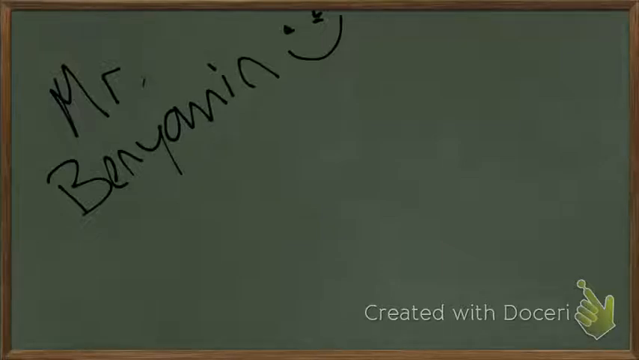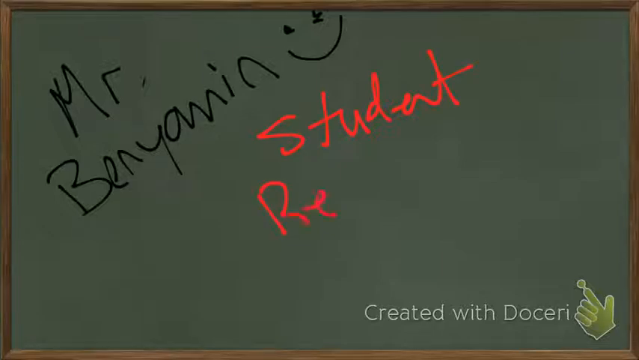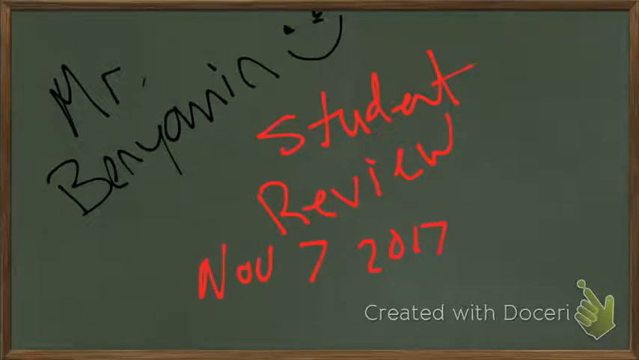This is our student review. Spelling off again. Review. And it's November 7th, 2017. And because it's around that time, why don't we draw a little poppy? Which doesn't really look like a poppy, but if you use your imagination... That's a poppy, right?